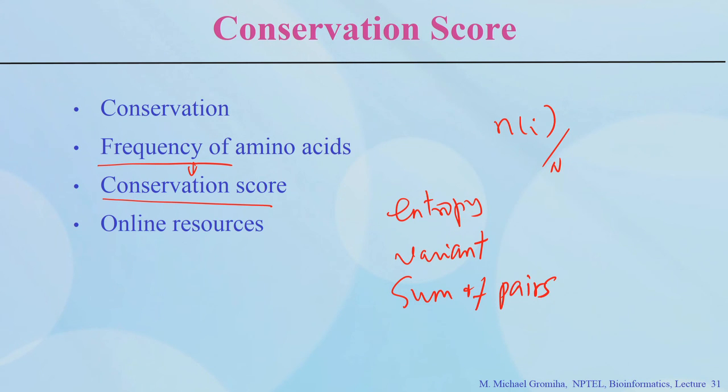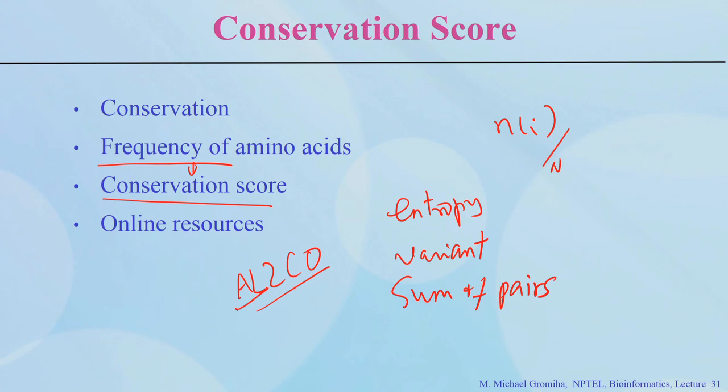So, what is the program available to get the conservation? Al2co. How does it work? We have to give the multiple sequence alignment, then it uses any of these algorithms. You can choose whether you need an entropy based measure or a variance based measure, and the frequency also you can choose. Based on that you calculate the score. Then you normalize the score.